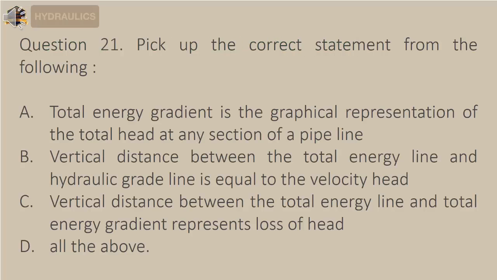Question 21. Pick up the correct statement from the following. A. Total energy gradient is the graphical representation of the total head at any section of a pipeline. B. Vertical distance between the total energy line and hydraulic grade line is equal to the velocity head. C. Vertical distance between the total energy line and total energy gradient represents loss of head. D. All the above. The correct answer is option D, all the above.